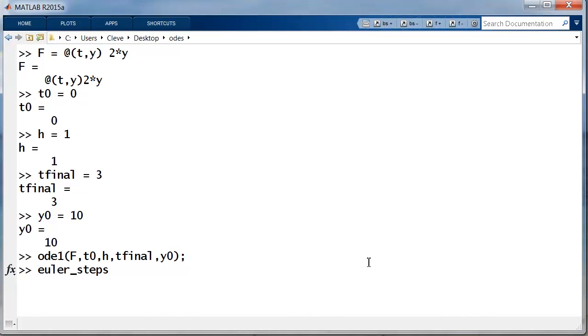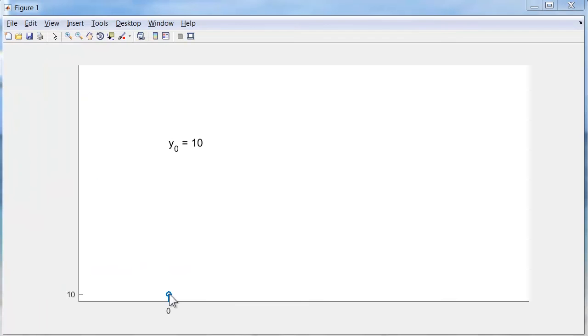We have an animation that shows these steps. Start at t0 equals 0 and y0 equals 10. Here's our first point. We evaluate the function there. We get a slope of 20. That's 2 times 10. We take an Euler step of length 1 across the first step. That brings us to the second point of 30. Evaluate the function there. 2 times 30 is 60. That's our slope. Take the second step to get to y2.